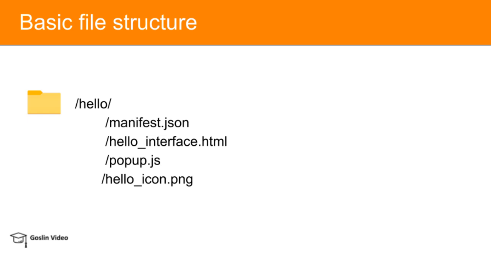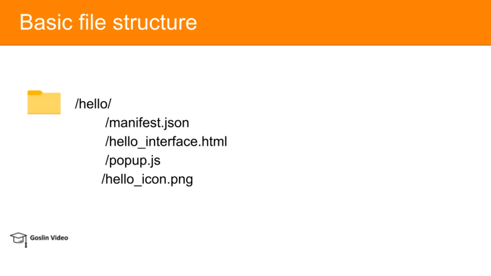Before we dive into the code, let's take a look at the general structure of an extension. In this example, I have a folder called Hello on my desktop. This folder structure serves as an easy way to move your extension around and keep all the relevant files together.